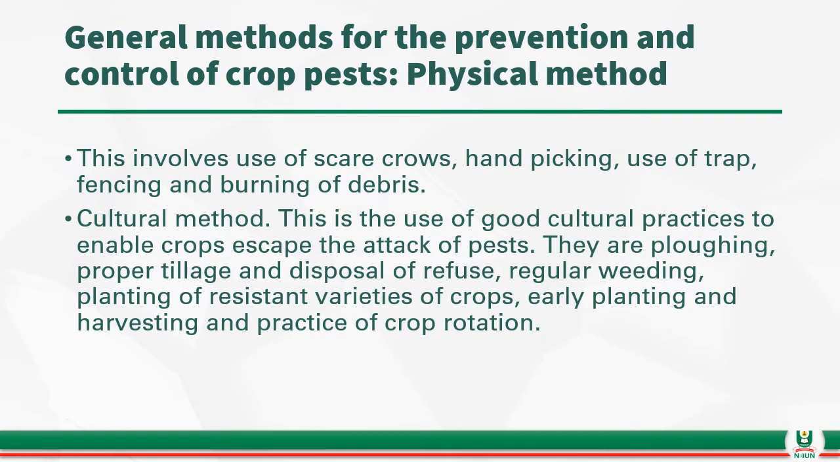Another method for prevention of crop pests is the physical method, and just like its name, physical, something you can see. It involves the use of scarecrows, hand picking, use of traps, fencing, and burning of debris. And under this physical method, we have the cultural method. Using scarecrows is effective because it scares off some pests, while some will just turn the scarecrow into their second home, so it's important to know how to do these scarecrows.